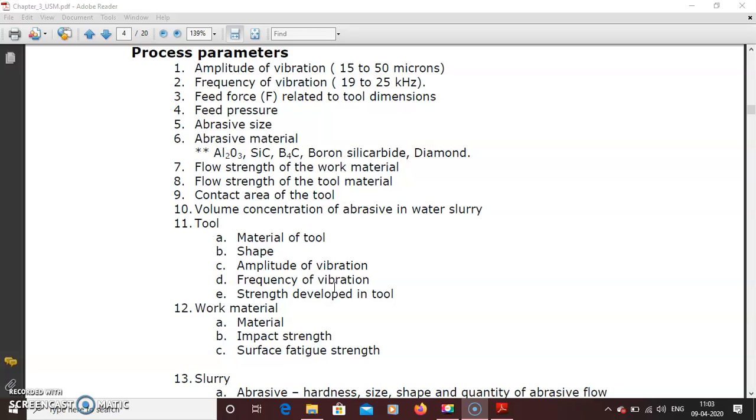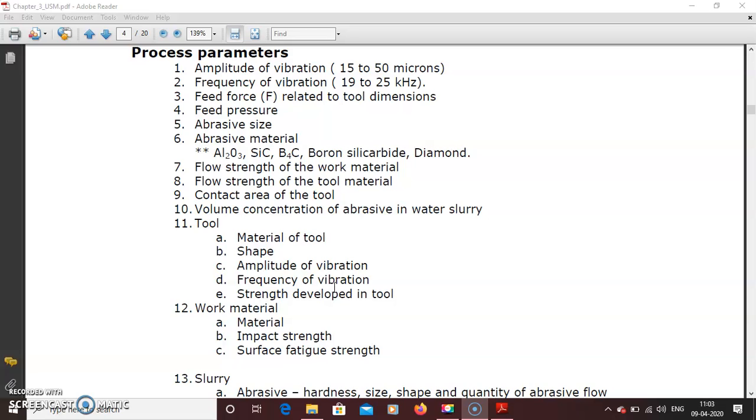Now the second one is the fixed frequency of the vibration. Its range is 19 kilohertz to 25 kilohertz. It means the tool can vibrate up to a maximum of 25 kilohertz. If we increase the vibration, then what will happen? The energy which is basically used to remove the workpiece material will increase as we increase the frequency of the vibration.